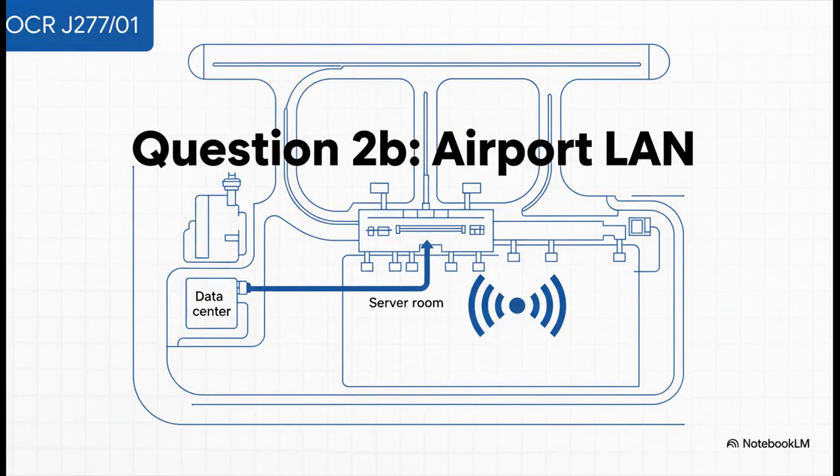So the question we're zooming in on is question 2B from the OCR J277/01 paper. The whole thing is set in an airport. They've got a local area network with both wired and wireless connections. It's a classic scenario, really, designed to test if you can apply what you know to a real-world problem. So yeah, let's break it down.